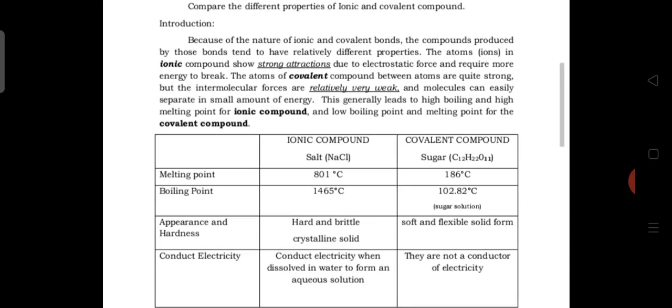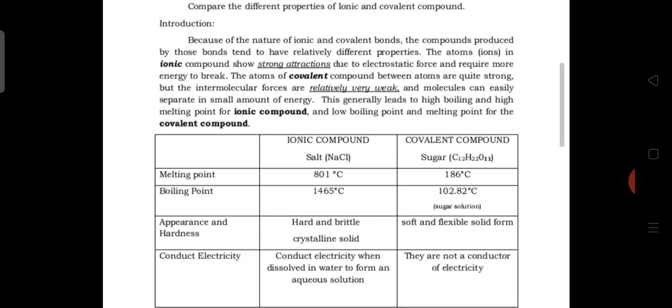Okay? So, mapapansin nyo dyan yung sugar, which is a covalent compound. So, yung covalent compound, mas mataas, generally, yung kanilang melting point kaysa dun sa mga ionic compounds. Ibig sabihin, mas matagal sila matunaw. Okay? And then, we have the boiling point.